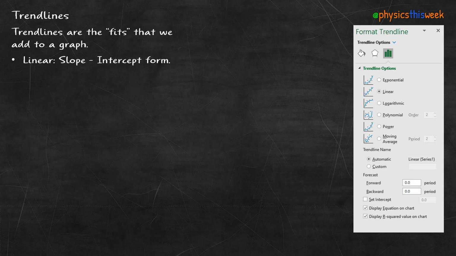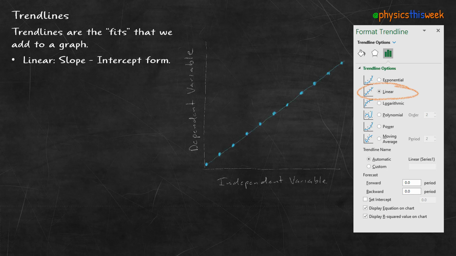If you go into Excel, Google Sheets, or another spreadsheet program, you can usually add trend lines to the graphs you produce. In Excel, there are several options. The most common form of trend line is the linear trend line. The equation for this trend line is the slope-intercept form, y equals mx plus b. The y represents the dependent variable, the m represents the slope, the x represents the independent variable, and b represents the y-intercept, where the graph crosses the y-axis at x equals 0.